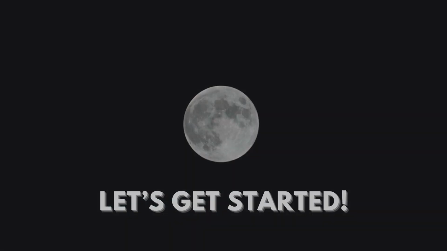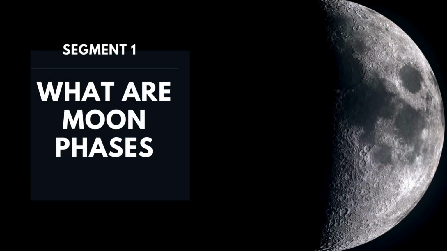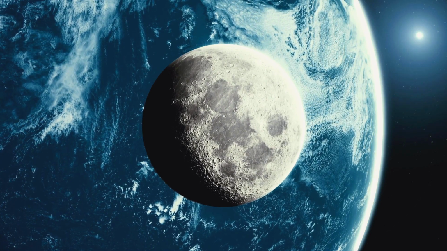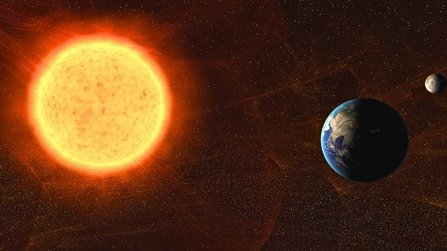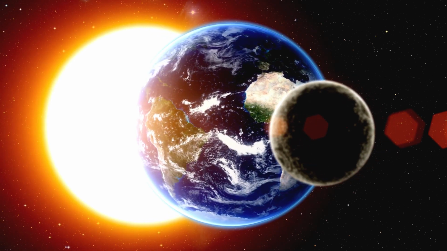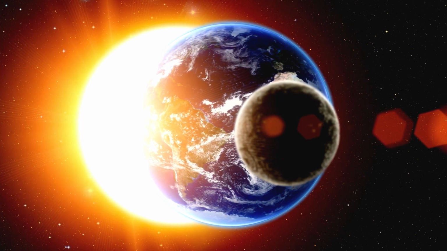Let's get started. The phases of the moon refer to the different ways the moon looks from Earth over about a month. This happens because of the moon's orbit around Earth, combined with the relative positions of the moon, Earth, and sun. As the moon orbits Earth, the sun illuminates different parts of its surface. From our viewpoint on Earth, this creates the various phases we see.